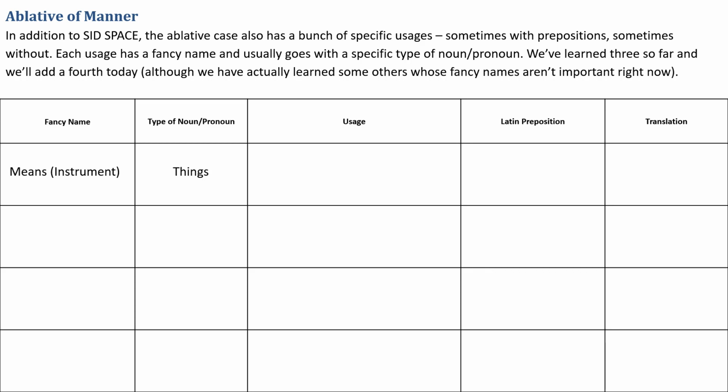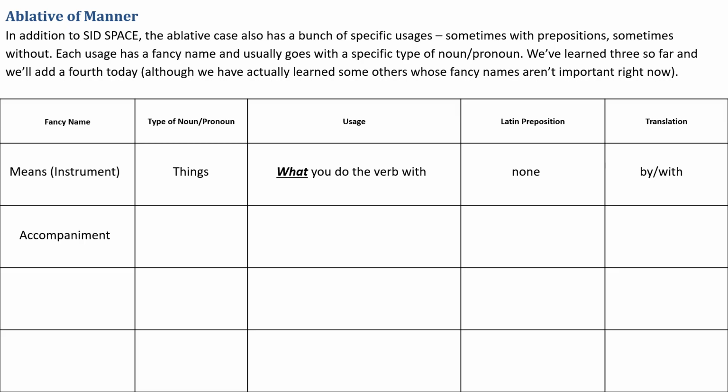It goes with physical, tangible things. It tells you what you do the verb with, the thing you do the verb with, the means or the instrument you use to do the verb. In Latin, there is no preposition used, it's just the word in the ablative case, and we translate it as by or with.